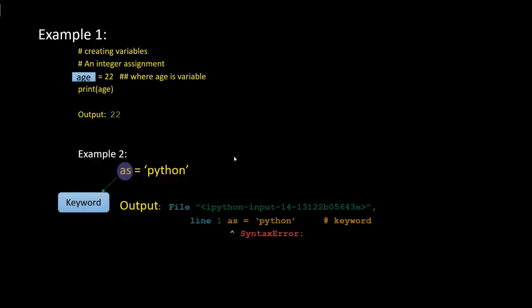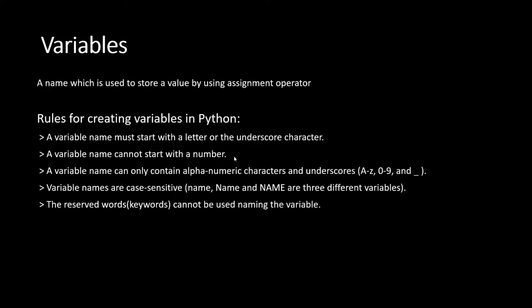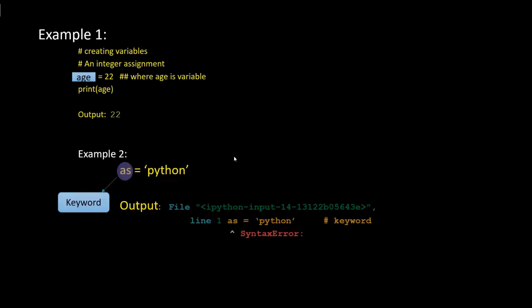Here we create a variable with an integer assignment. Here age is a variable storing 22. According to the rules to create a variable, the name starts with a letter, and here A is a letter, so we can create this variable perfectly.